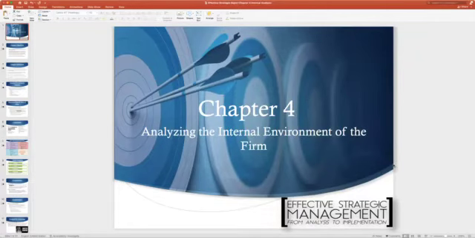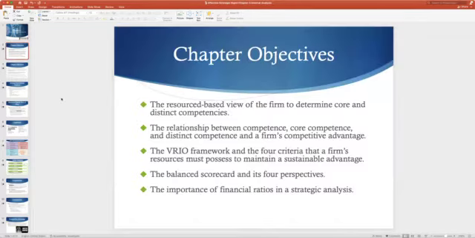Okay, we are going to be talking about the internal environment of the firm. So this is chapter 4, analyzing the internal environment. And these are the areas that we're going to be covered in this lecture. The internal analysis of the firm is based on the resource-based view. That was one of the 5 theories of strategic thought.